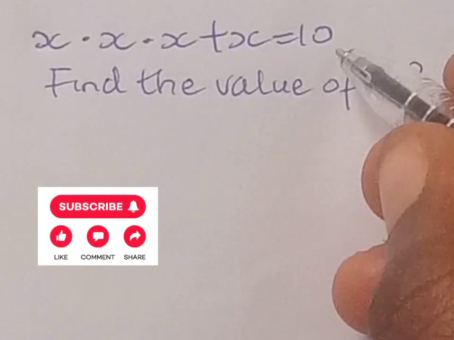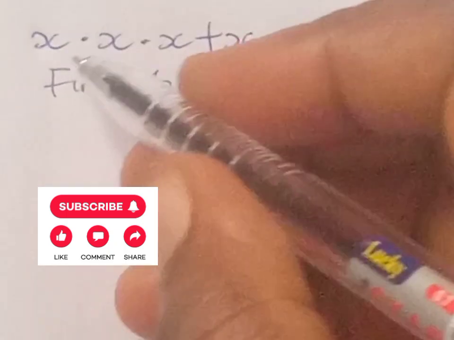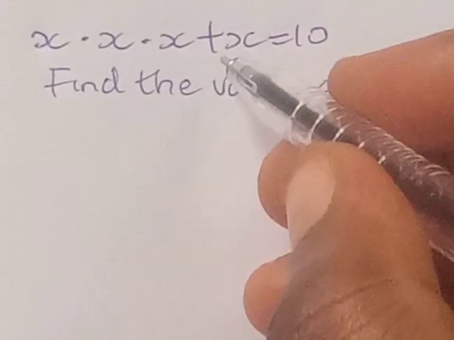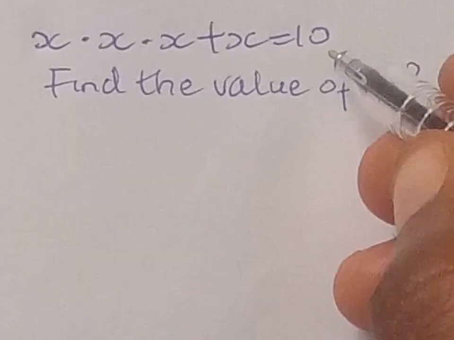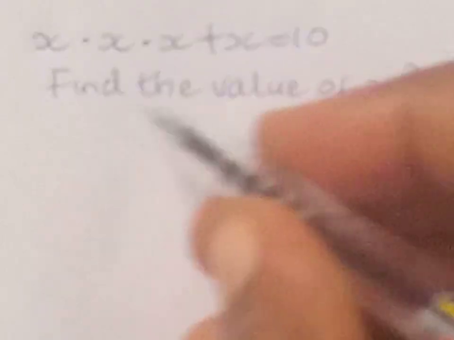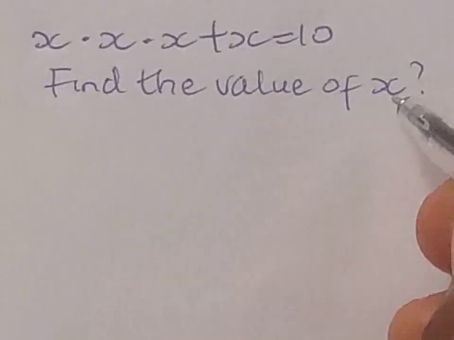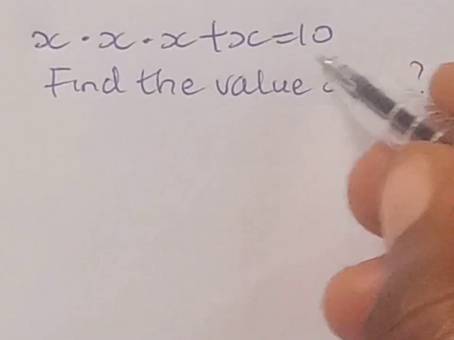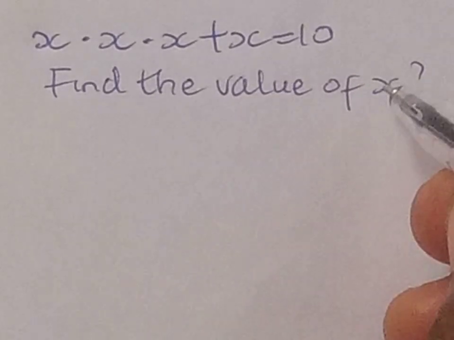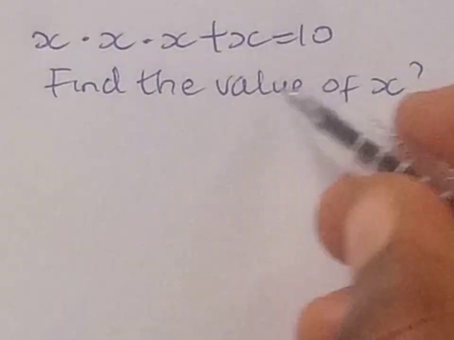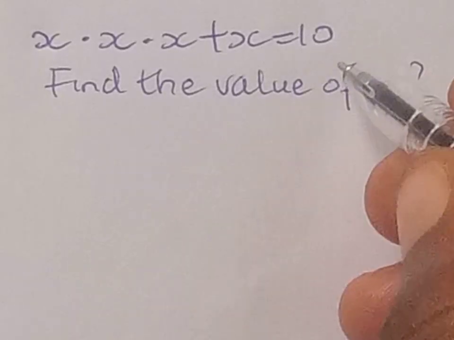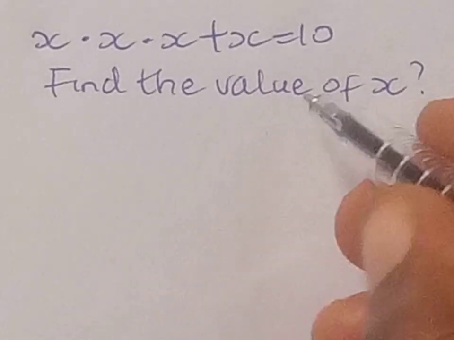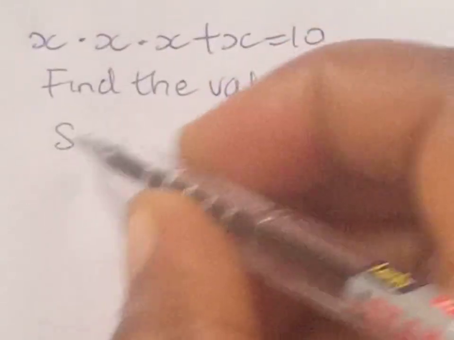Today's problem looks simple, which says x multiplied by x plus x equals 10, and we are told to find the value of x. At first glance, this question doesn't look like a quadratic equation, and there is not an obvious formula for us to use in solving it, but let us solve it together step by step.